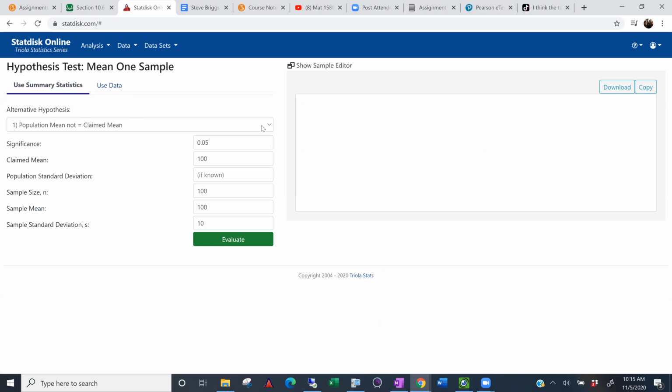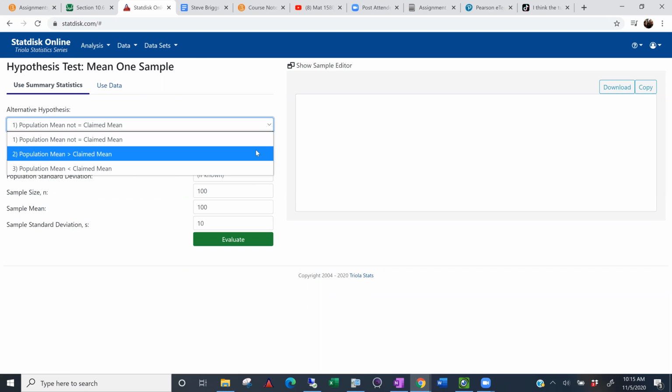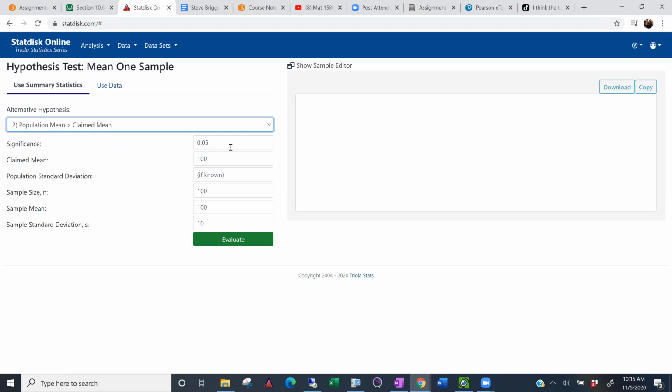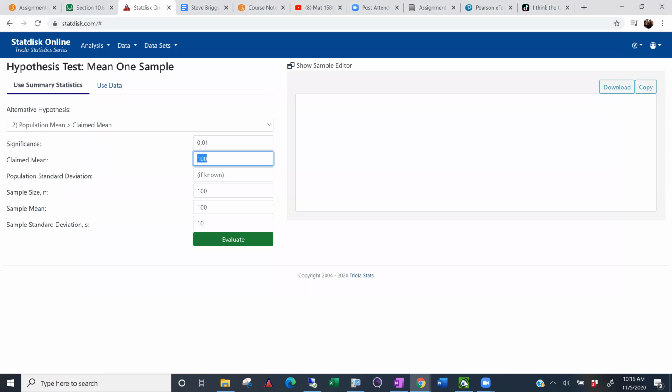The first thing we should adjust, though, is the alternative hypothesis. You've got 3 choices. The mean is not equal to the claim, the mean is greater than the claim, or the mean is less than the claim. Which one of these is the correct one? 1, 2, or 3? 2. Good. 2. Significance level we wanted is 0.01. The claimed mean, where am I going to get the claimed mean? Is that from your original claim? Yeah, it's from your hypothesis. So the claimed mean is 0.